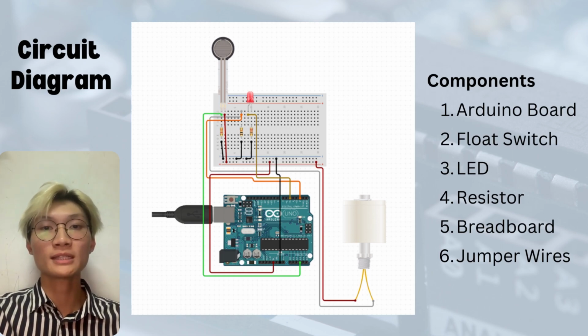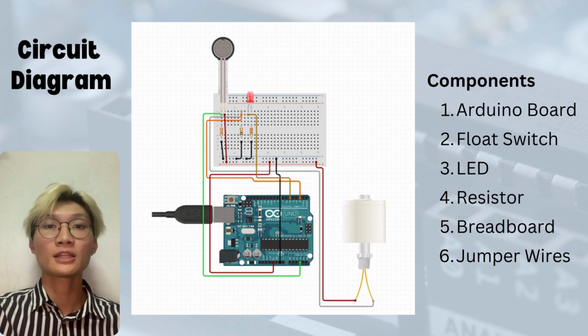The fifth component is breadboard. It is a platform for physical connections. Last but not least, there are jumper wires in the circuit. It is used to connect the components in the circuit. The circuit connections are crucial for the process success.